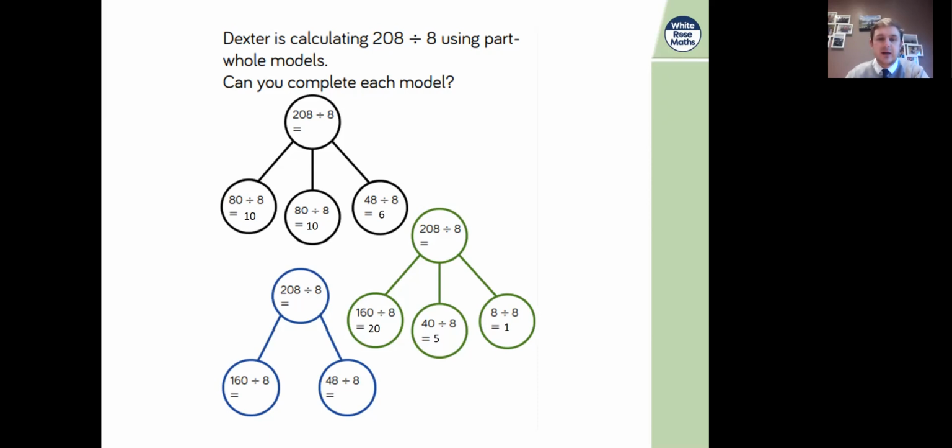And 208 divided by 8 into the 2 parts on the blue, we know that 160 is 20 lots, and 48 is 6 lots. 26 altogether. I wonder which one you chose. Okay, well done if you got that correct.